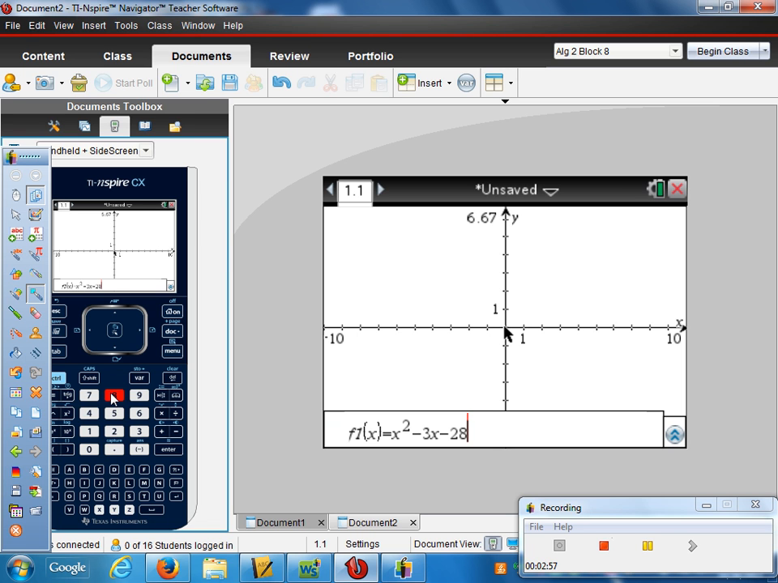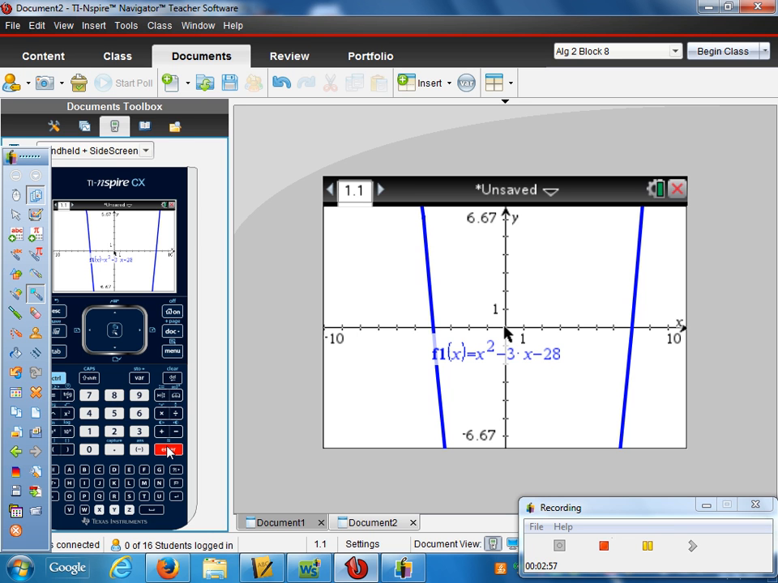Okay. And if I hit enter, I'm going to get the expected parabola, whose vertex is somewhere down a ways. And so then my question was, what did 7 and -4 have to do with this graph? I'm waiting for them to catch up though. What do we put in there? X squared minus 3x minus 28. That's where it goes.